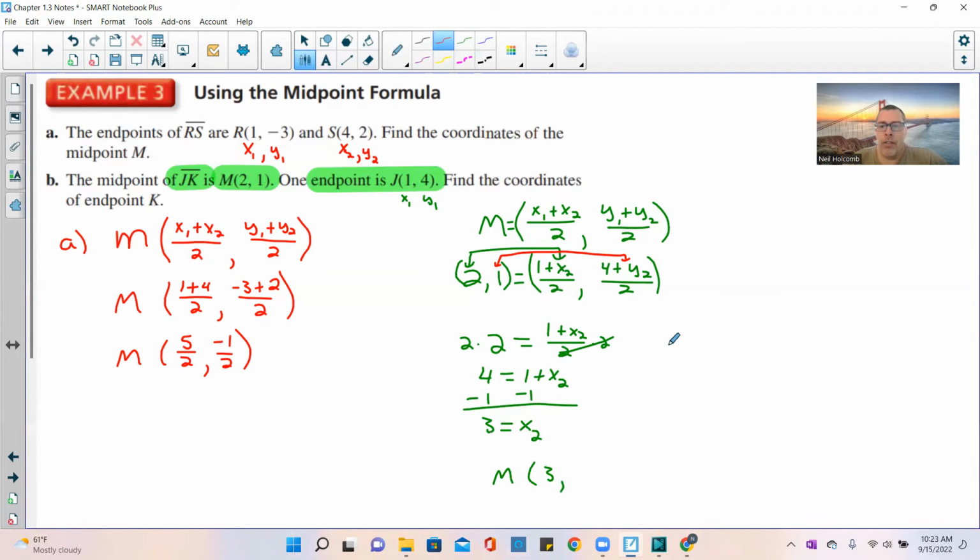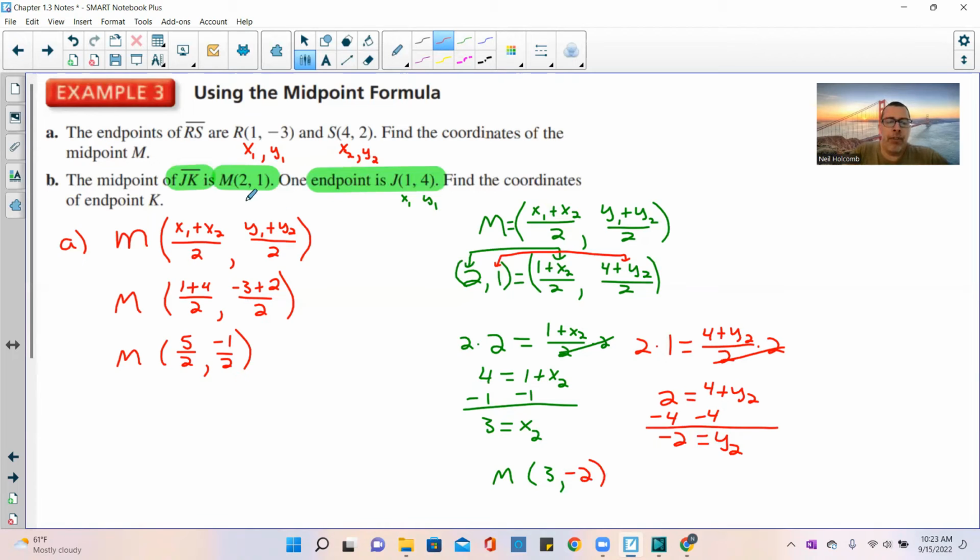Now I have y, which is 1, equals 4 plus y sub 2 over 2. Multiply both sides by 2 to get rid of that denominator. These cancel. 2 times 1 is 2, and I get 4 plus y sub 2. To get y sub 2 by itself, I subtract 4 from both sides, and that gives me negative 2 equals y sub 2. So my y value is negative 2, and that is the answer to my problem.